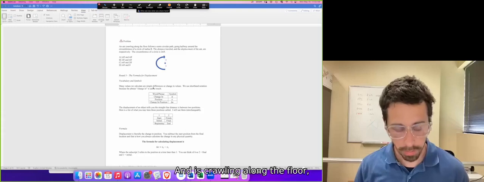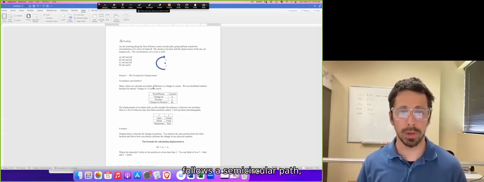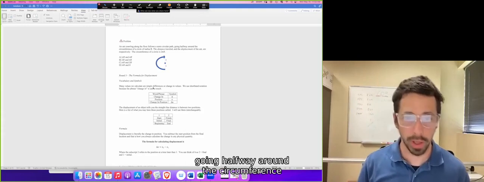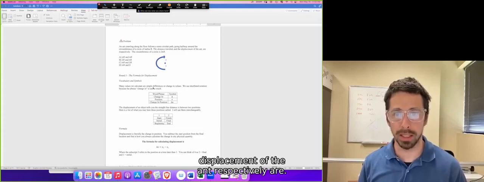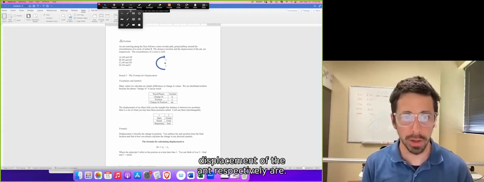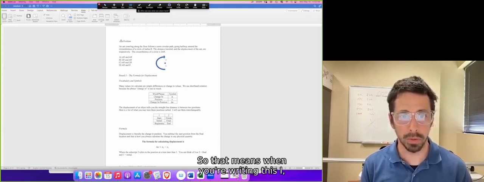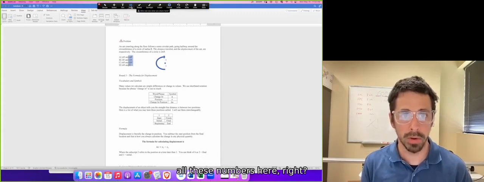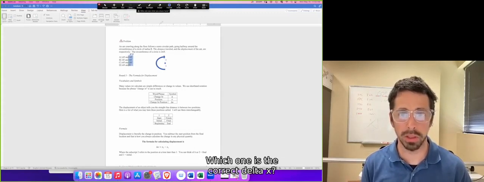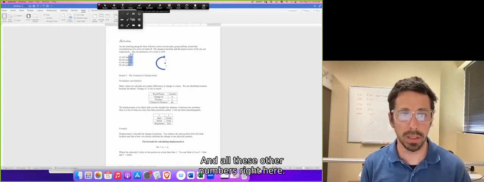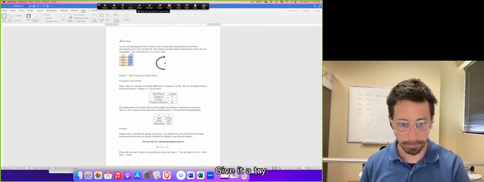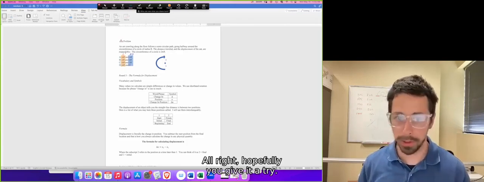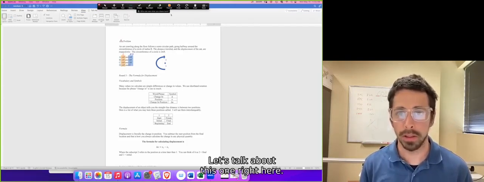All right. An ant is crawling along the floor, follows a semicircular path going halfway around the circumference of a circle of radius r. The distance traveled and the displacement of the ant respectively are. So when you're writing this, all these numbers here, those are delta x's. Which one is the correct delta x? And all of these other numbers right here, this is what we're saying is the distance D. Give it a try. Hopefully give it a try, and let's talk about it.